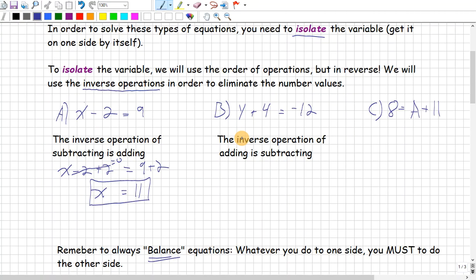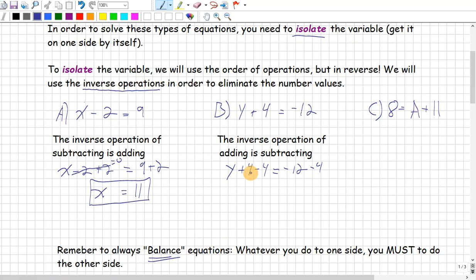The second example, part B. Right now I have y plus 4 is equal to negative 12. In order to get rid of the plus 4, I have to think of the opposite operation of adding 4, and of course that is subtracting 4. And because I always have to balance the equation, I have to subtract 4 from the right-hand side as well. Both sides of the equal sign.